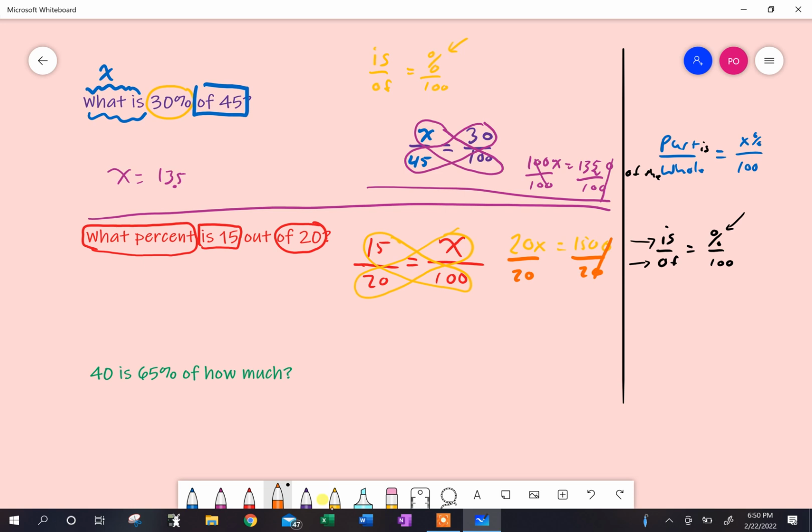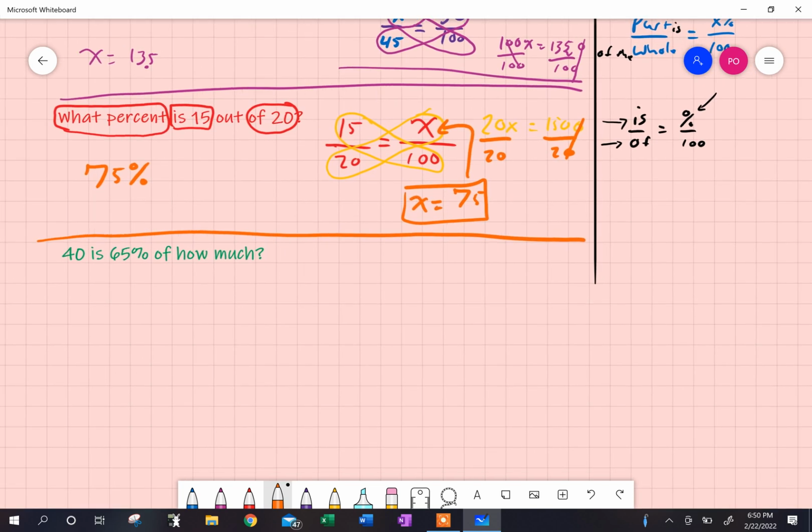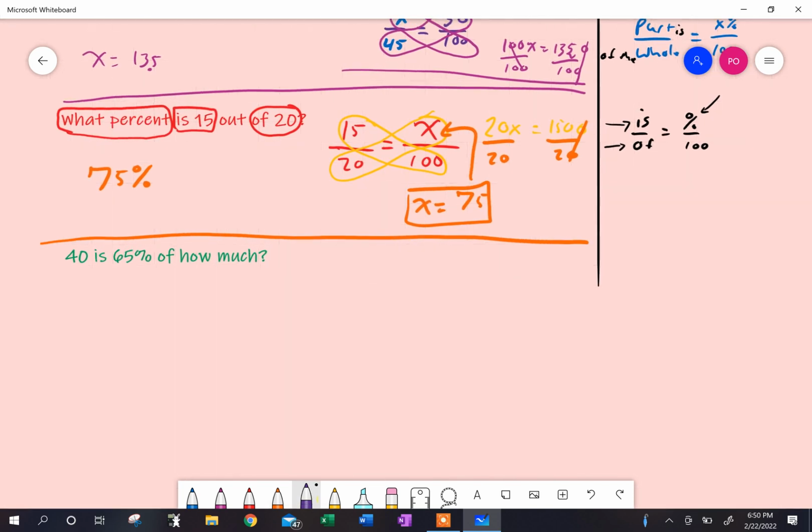I'm going to try not to make a mistake this time. x equals 150 divided by 2 is 75. So it's 75%. I want to point this out: x equals 75. So if I put that into my proportion, it's 15 over 20 equals 75 over 100. But if I'm looking for the actual percent, I would say 75%. I'm not sure if anyone's going to really catch on to that, but that's fine. Watch this video again and see if you can pick up on it the second time.